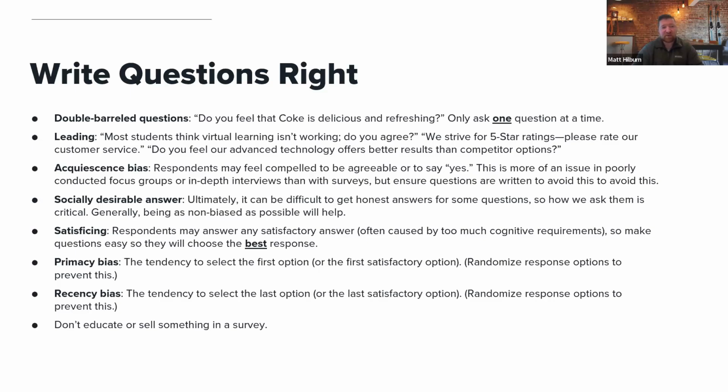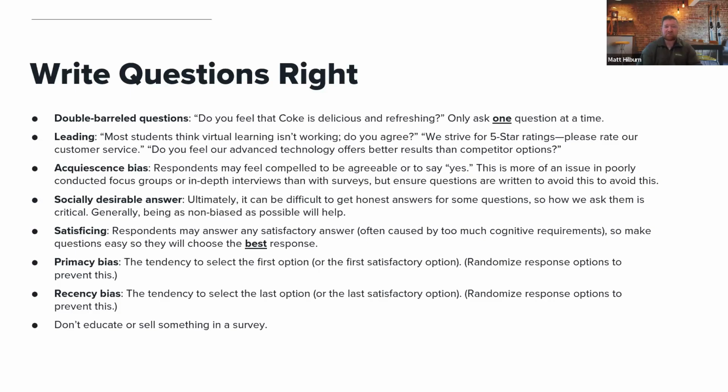Okay, acquiescence bias. This is more of an issue with focus groups and in-depth interviews than surveys, but this is the desire to be agreeable. And you might think that not a lot of people have that, but this is something that is an issue. People desire to just be agreeable and say yes. So we want to be sure that we're writing questions in a way that the answer we're looking for isn't obvious. And again, sometimes it's actually difficult to just get an honest answer instead of a socially desirable answer. So being really careful how we write questions is important.